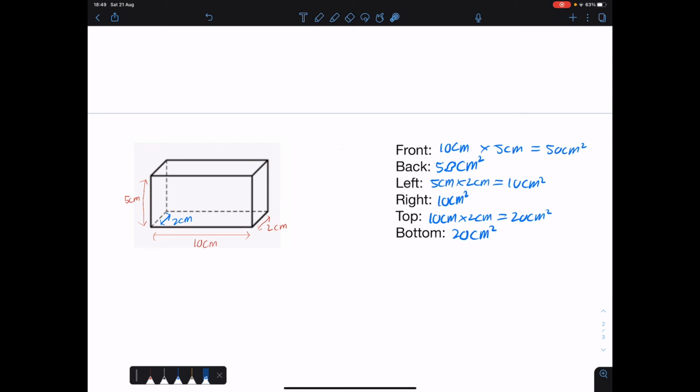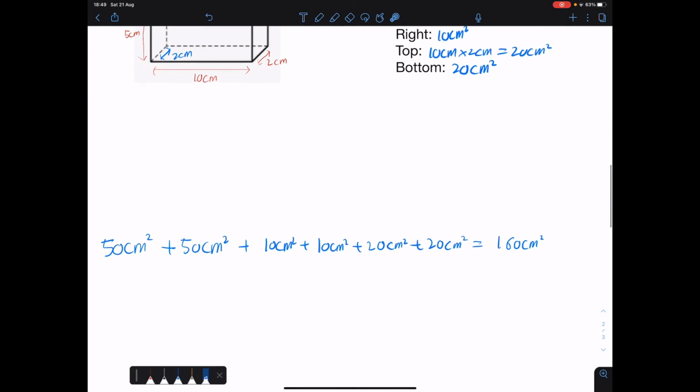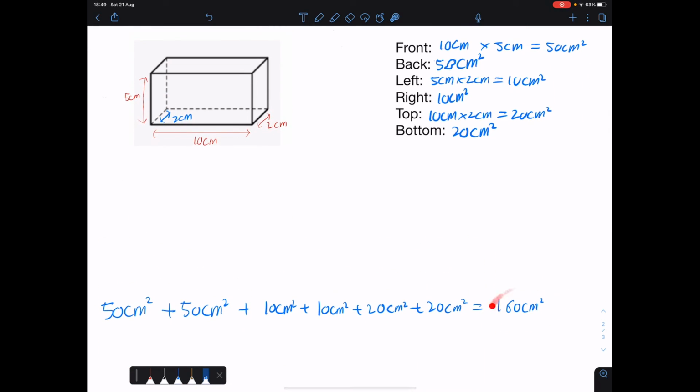Okay, so all we need to do now to find the surface area of this cuboid is just to add all of these areas up for the different faces of this cuboid. And if we do this, we find that we get 160 centimeters squared for the surface area of this cuboid. So we have these 50 centimeters squared here, both of them from the front and the back, these two 10 centimeters squared here from the left and right of the cuboid, and these two 20 centimeters squared here from the rectangles found on the top and the bottom of the cuboid.